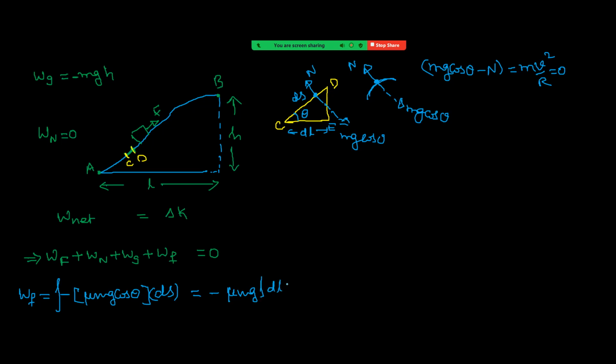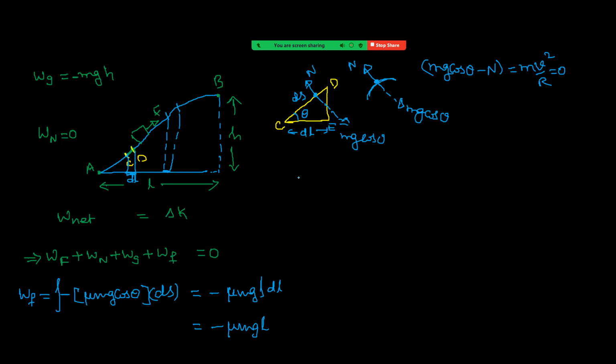Integration of dl. That means for CD, you can observe carefully. This is now the projection length. Okay, this length is now dl. See, if I am taking each and every small part like this, dl, again dl here, again dl here, like this, we will get this base length. Okay, the sum of these dls gives us the base length. That means this is equal to minus mu m g l. That is work done by friction.